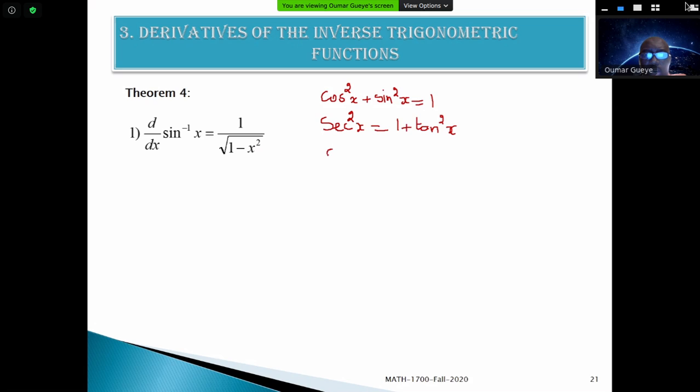We also have another formula: cosecant square of x, I'm going to write it here, is equal to, you guys remember? 1 plus cot square x. Pardon? Sir, cosec square plus sec square is equal to 1. No, it's going to be cot square x. It's a plus cot square x.